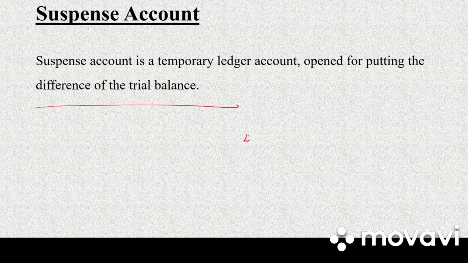So if the debit side total is less than the credit side total, the difference will be put in the debit side. If the credit side total is less than the debit side, the difference will be put in credit side as suspense account. Clear?